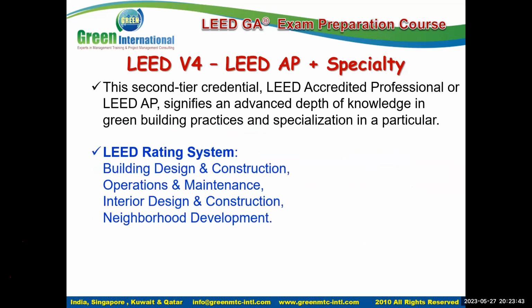So I told you four categories: building design and construction, operations and maintenance, interior design and construction, and neighborhood development. You choose one particular category, and then you take an exam in that. So LEED AP is usually that. You can appear in more than one; there's no restriction that you have to take only one. But whichever ones you want to take, you will have to appear for an exam for that.